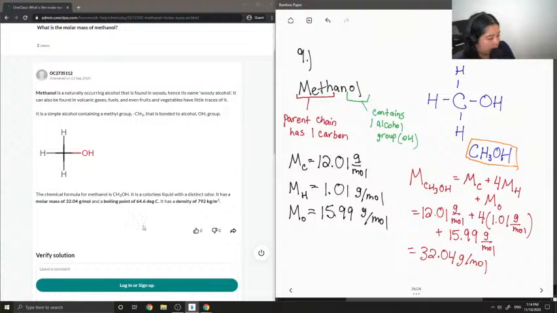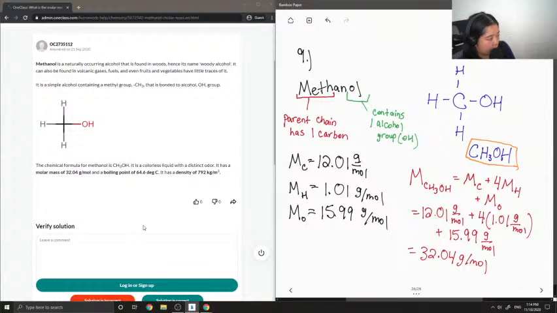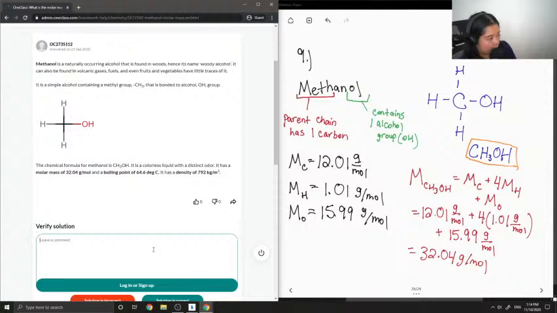It has a molar mass of 32.04 grams per mole, boiling point of 64.6 degrees Celsius, and it has a density of 792 kilograms per meter cubed. Okay, so this solution is correct. They also gave some informative background on what methanol is.